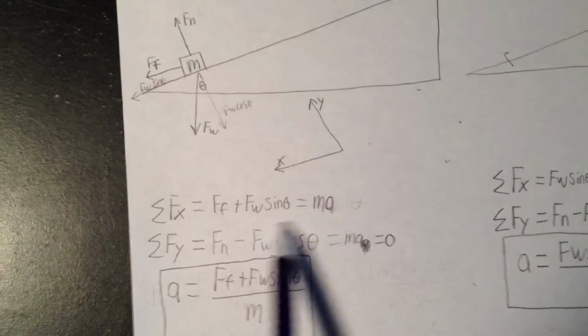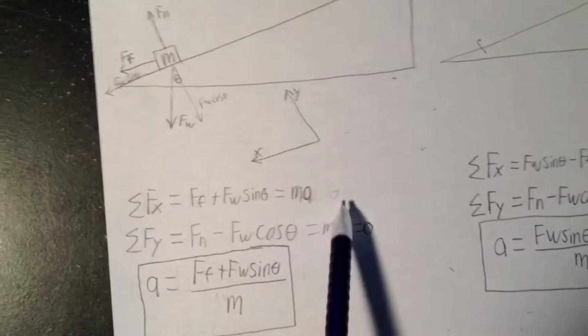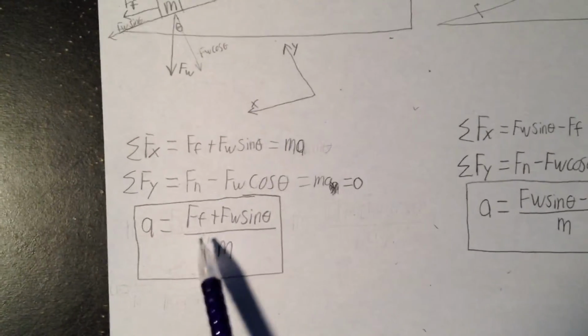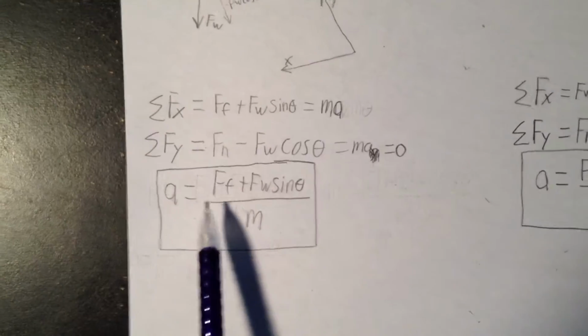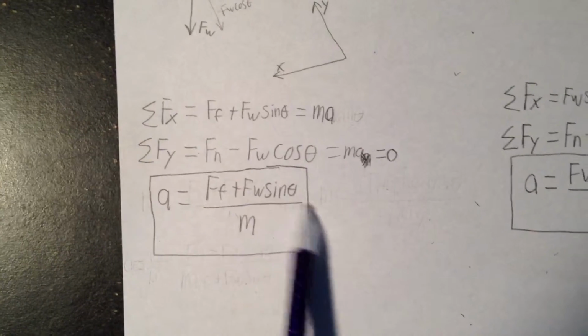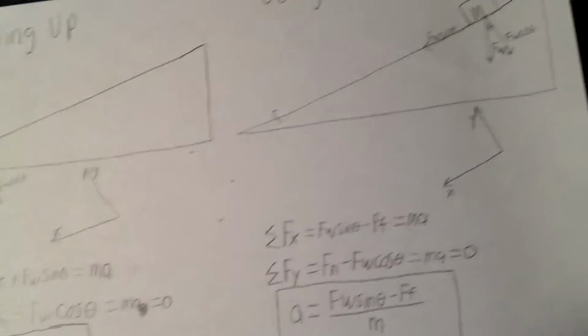So using just this sum of the forces in the x direction, we divide by the mass and we get acceleration equals the force of friction plus the force of the weight times sine of theta over its mass.